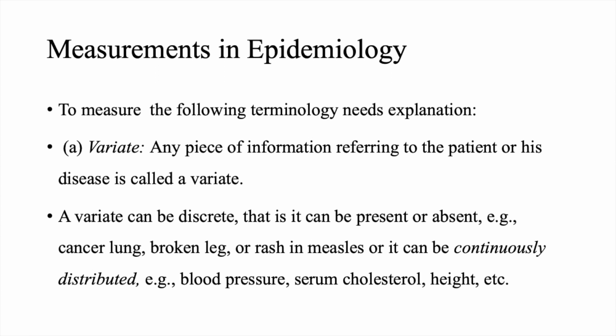So first, what is variate? Any piece of information referring to the patient or his disease is called a variate. A variate can be discrete, that is, it can be present or absent. For example, lung cancer present or absent, leg broken or not, rash in measles yes or no, or it can be continuously distributed like blood pressure, serum cholesterol values, and height and weight, because they are different for different people.